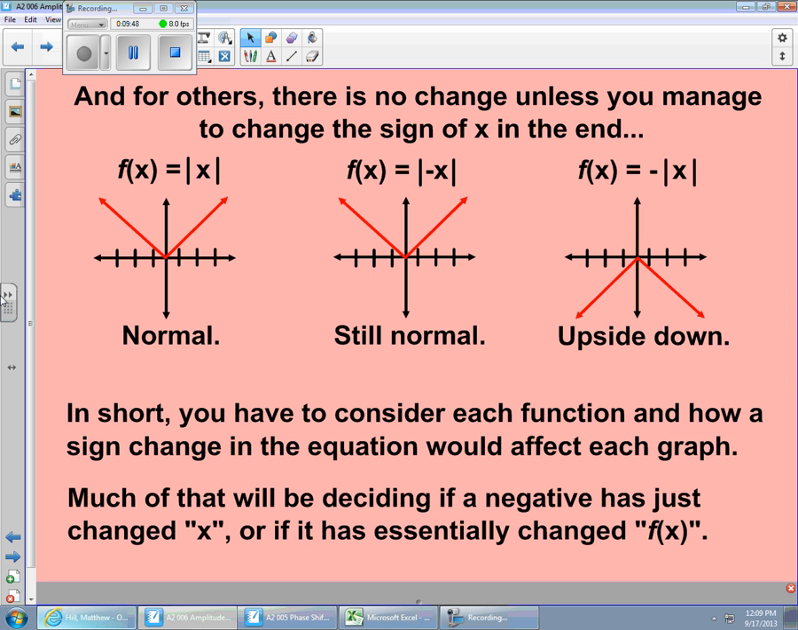So all I can say is, in short, you have to consider each function and how a sign change in the equation would affect each graph. Much of that will be deciding if a negative has just changed the independent variable x, or if it essentially changed the entire equation f of x. And we'll look at this in greater detail when we get to these examples.